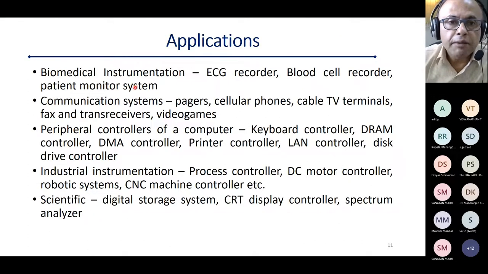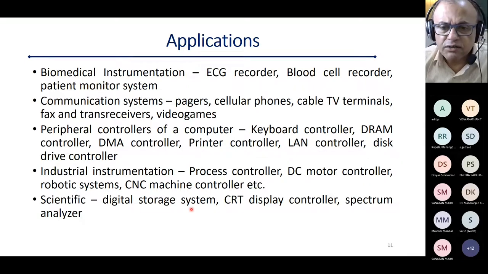Now application side: biomedical instrumentation, ECG recorder, blood cell recorder, some of the things I will talk about now. Then communication systems, you have peripheral controllers of a computer, or on the industrial instrumentation side, CNC machine, DC motor controller, or any process controller, we need an embedded system. And scientific, like digital data storage, CRT display collector. Even today in a household TV system, we have an embedded system and you can perform many things there.